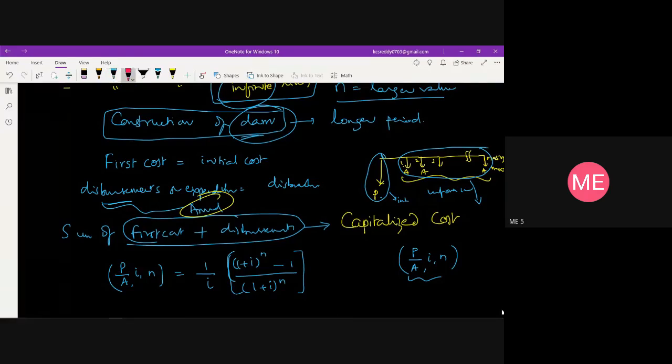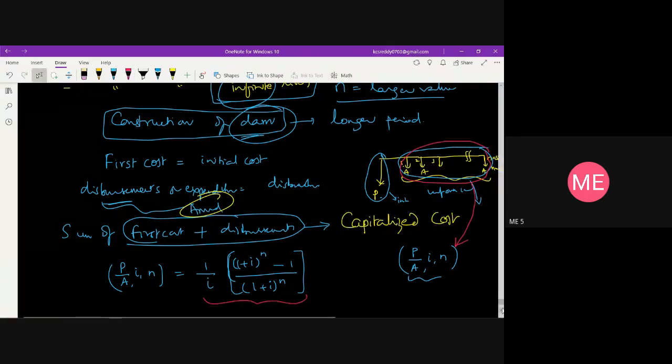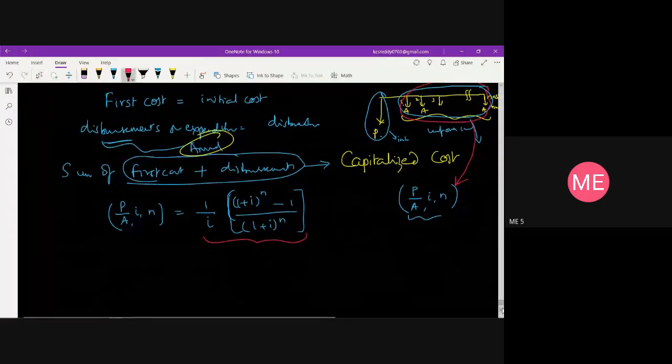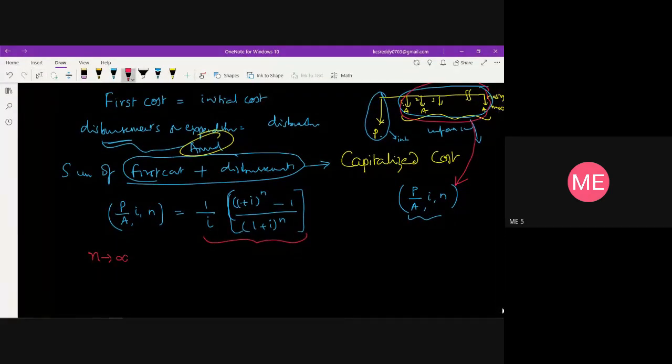What I mean is, for these cash flows I have a uniform series of payments, so I use the factor P by A, comma I, comma n, for which we have the equation like this. In this case, as n tends to infinity, meaning n is a larger value, (1 plus I) to the power of n is far greater than 1. So this 1 is neglected as n tends to infinity.